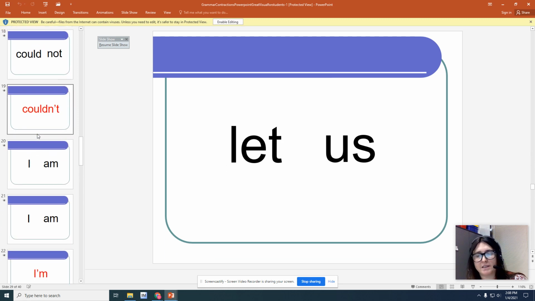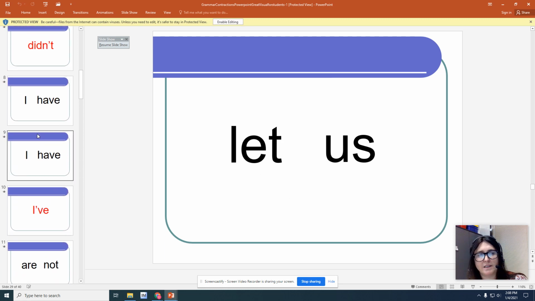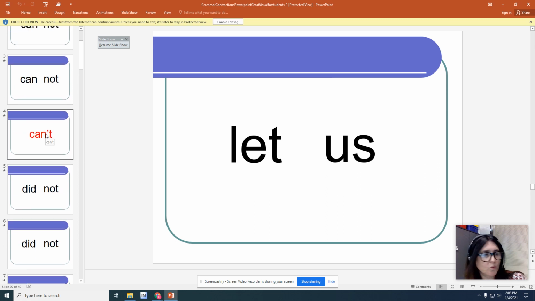Let us. Let us all finish our work today. Let us. This is a bit of a tricky one. So what is the contraction? Write down the contraction in your journal. Write down what the contracted word would be for the two words let us.